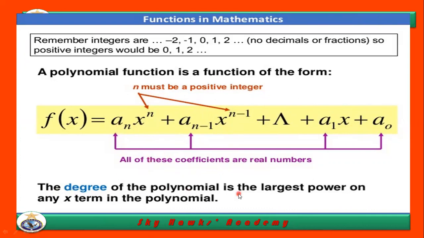The degree of the polynomial is the largest power on any x term in the polynomial. So we will have to check the variable and find the highest power of that variable. If that is 2, it's a quadratic, then 3, 4, 5, and so on. So this will decide the degree of the function: a polynomial function having degree 2, 3, 4, 5, or whatsoever.